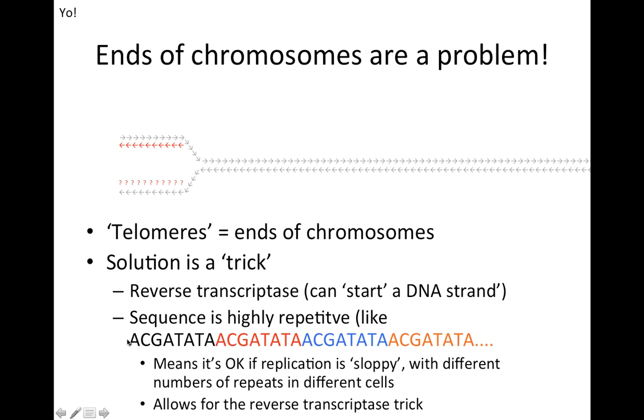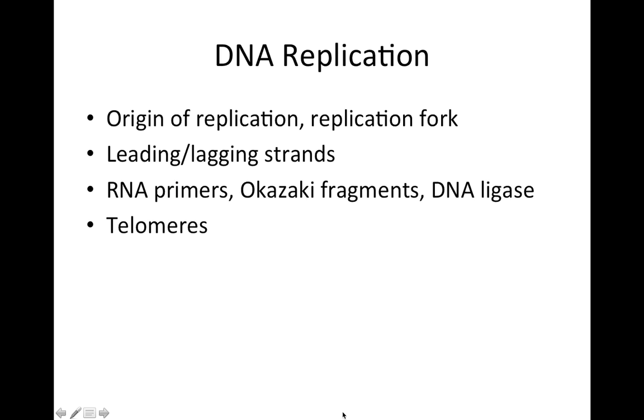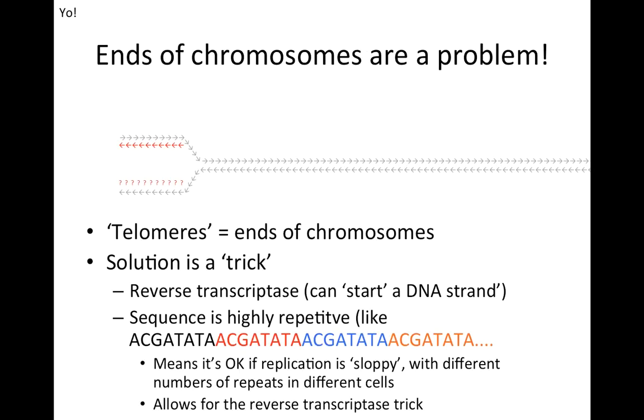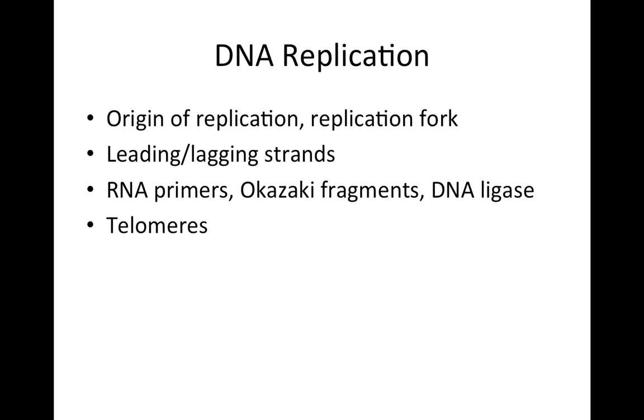And what this means, if we have hundreds of copies of this short sequence, is that even if we make some mistakes, even if things aren't quite perfect here, if replication is a little sloppy with different numbers of repeats in different cells, it's probably going to be okay. In addition, there's more to this reverse transcriptase trick that I've decided we won't talk about here. But if you'd like to look it up more, we'll put a link to a YouTube video on iLearn.